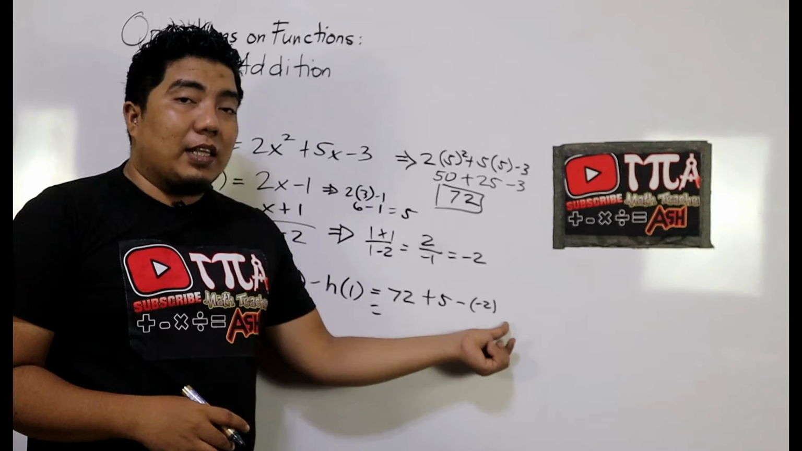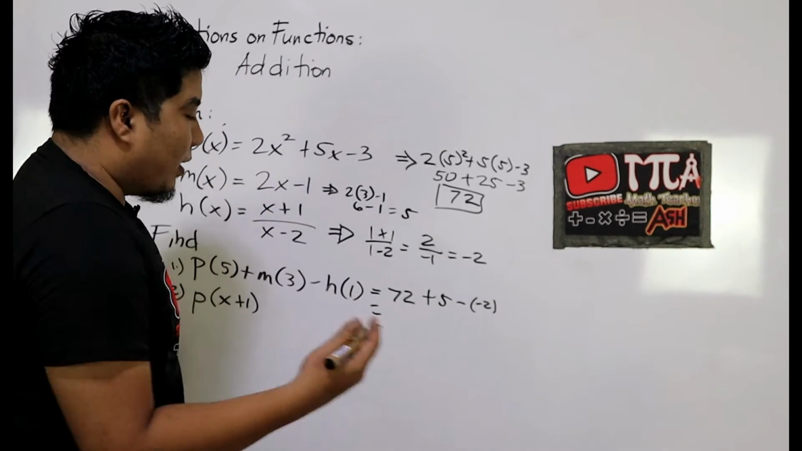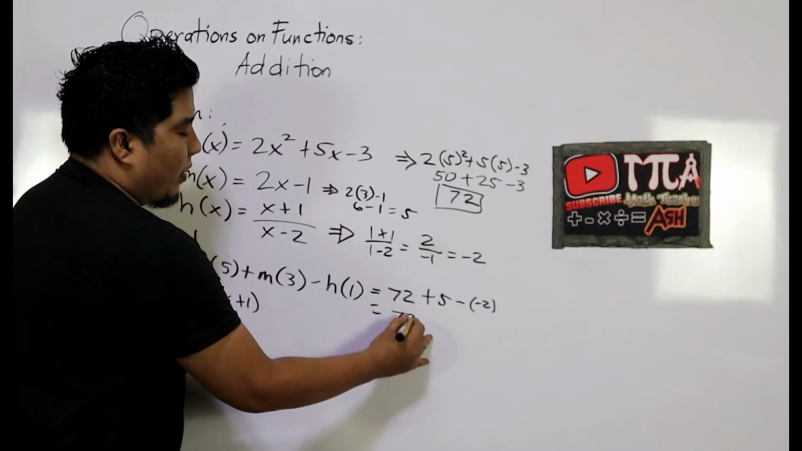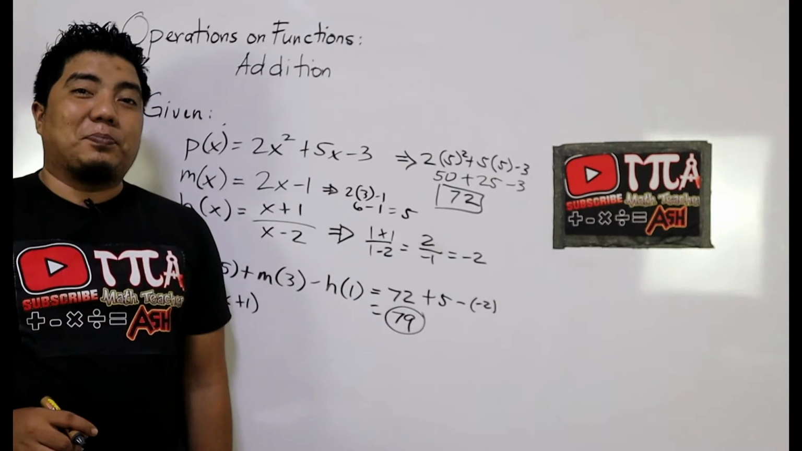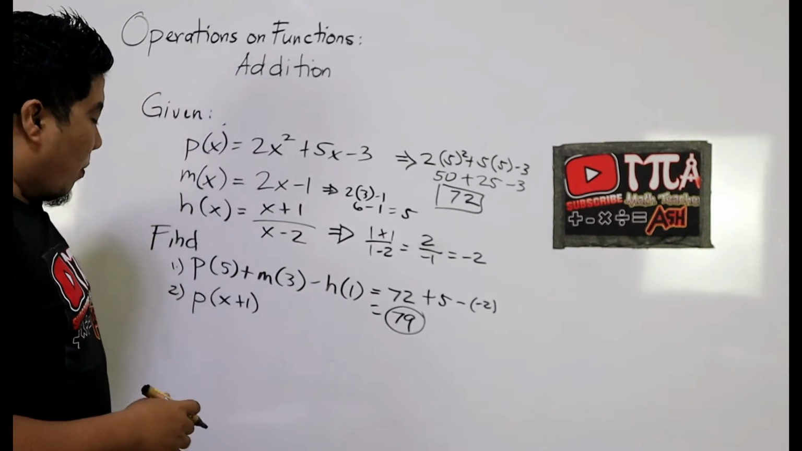77 minus negative 2, this will become plus 2. So 77 plus 2, that is 79. And this will be the final answer for your first problem. Easy, right? Now, how about this one?